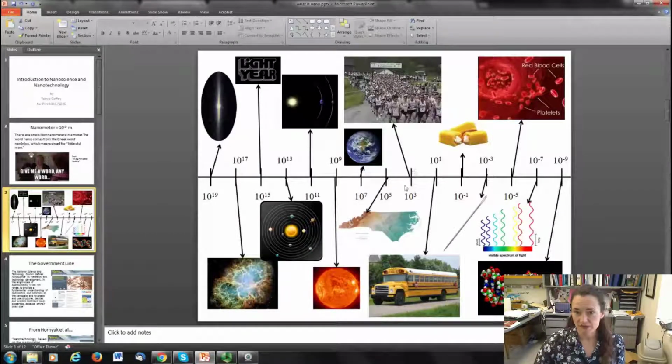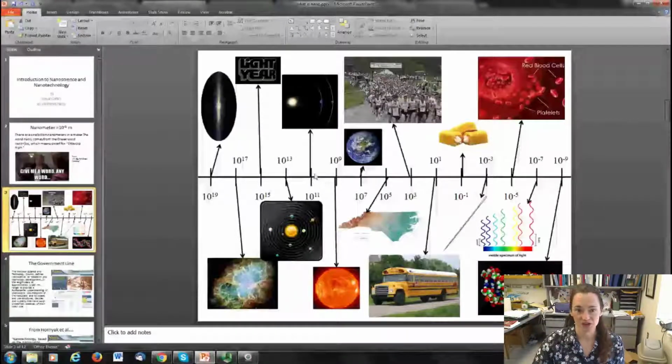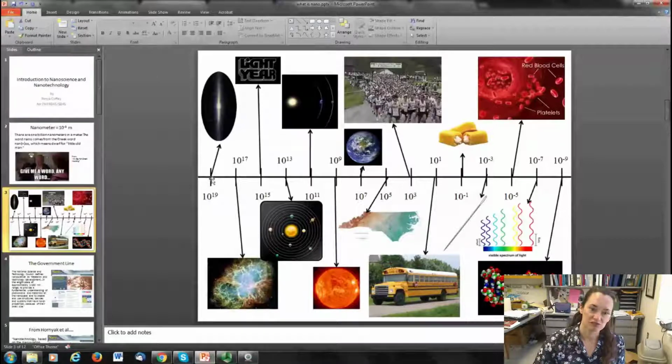However, 100 times that is about the length of our state, North Carolina. And then 100 North Carolina lengths will get you the diameter of the Earth or so. 100 Earths will get you the sun. 100 suns will get you the distance between the Earth and the sun. And then 100 of that will give you the size of our solar system. 100 of those or so will give you a light year. 100 light years or so will give you a nebula. And then 100 of those will give you the size of our galaxy.